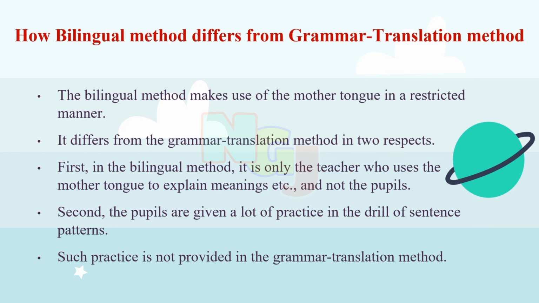First, in bilingual method, it is only the teacher who uses the mother tongue to explain meanings and not the pupils. And the second difference is that the pupils are given a lot of practice in the drill of sentence patterns, whereas in grammar translation method, such practice is not provided at all. So these are the differences between bilingual method and grammar translation method.